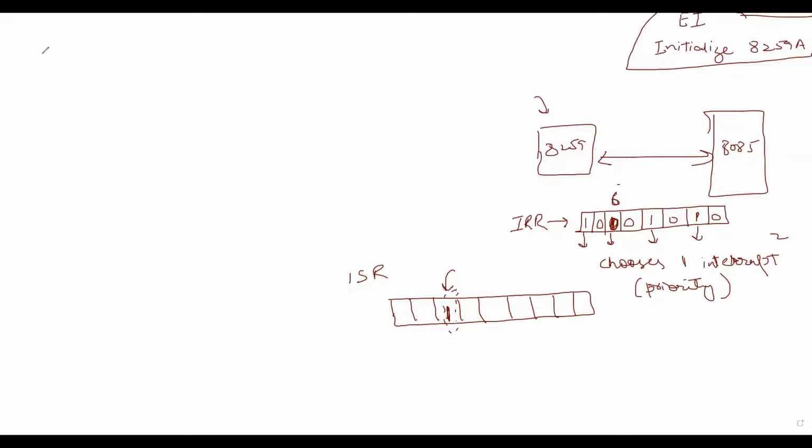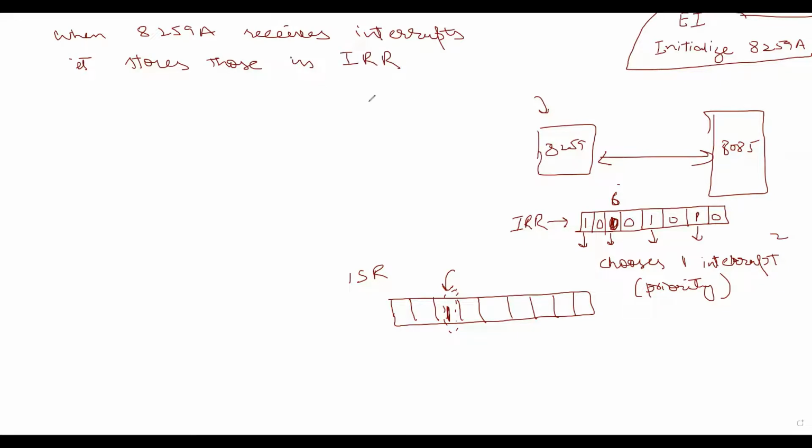Okay, so what is the process? The complete process is when 8259A receives interrupts, it stores those in the IRR register, interrupt request register. Okay, and what it does, we have priority resolver.